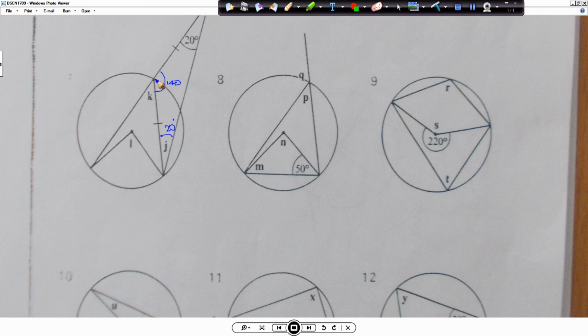Now, the angles at a point on a straight line add up to 180. So K is equal to 40. Okay? Now, next one, to work out L. The angle which an arc subtends at the center is double that at the circumference. So L is equal to 80. Write in the answer and give the reason for each question.